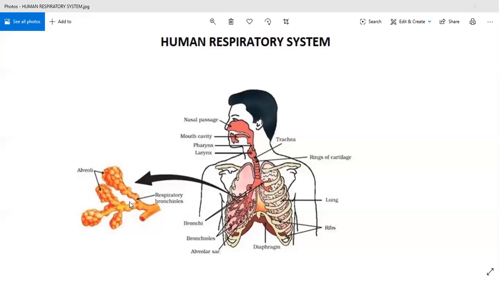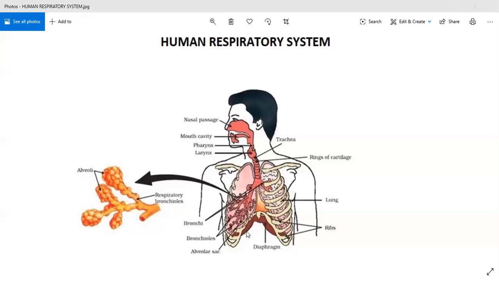The balloon-like structures at the end of the bronchioles are called alveoli. The alveoli provide a surface where the exchange of gases can take place. The walls of the alveoli contain an extensive network of blood vessels.